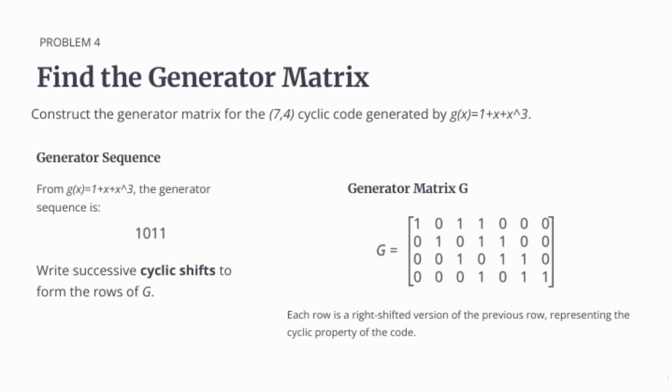Now, let's look at how we build the generator matrix for a cyclic code. Each row in this matrix is just a right-shifted version of the row above it. That's the cyclic property in action. Starting from the generator polynomial g of x equals 1 plus x cubed, we get a generator sequence. By writing successive cyclic shifts of this sequence, we form the rows of the matrix G. This matrix is key to encoding our (7,4) cyclic code.